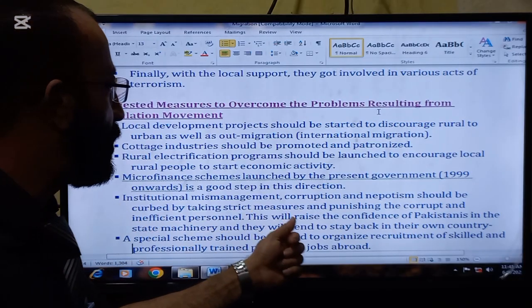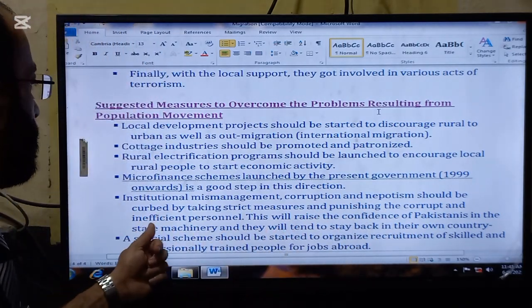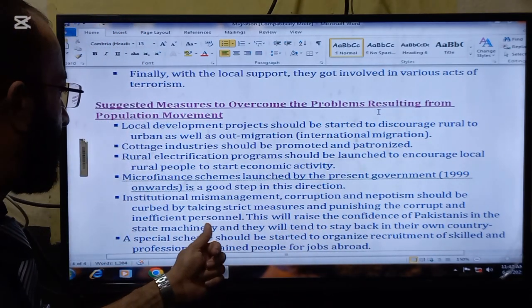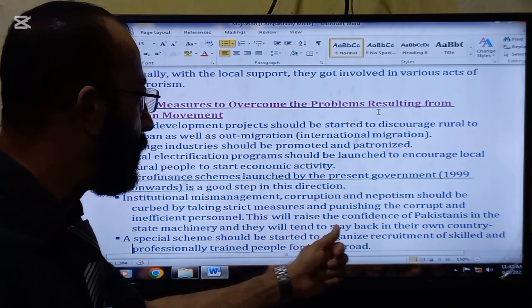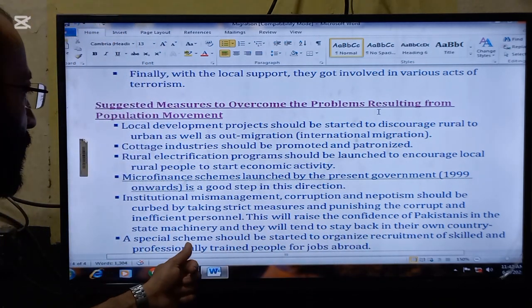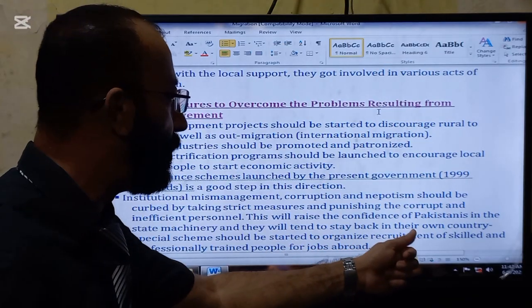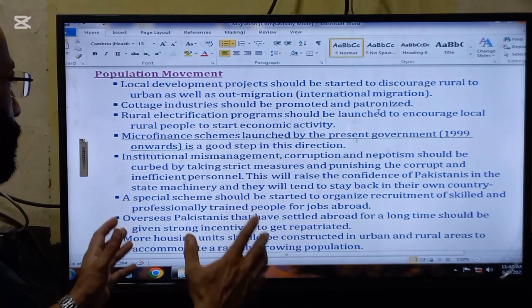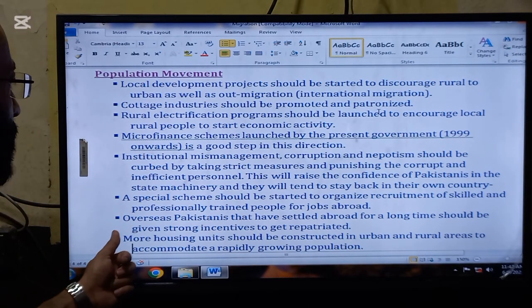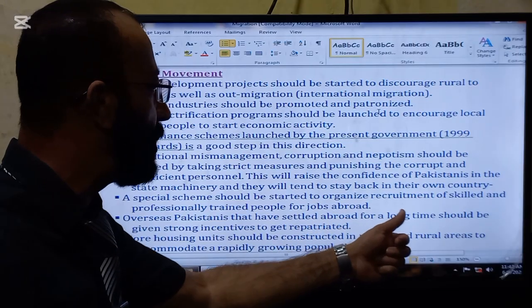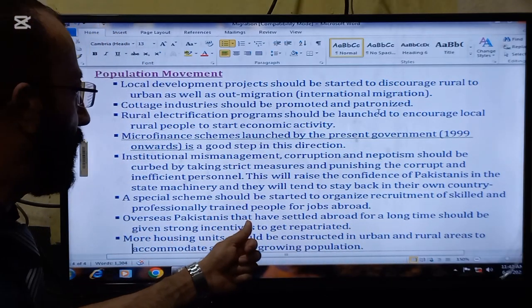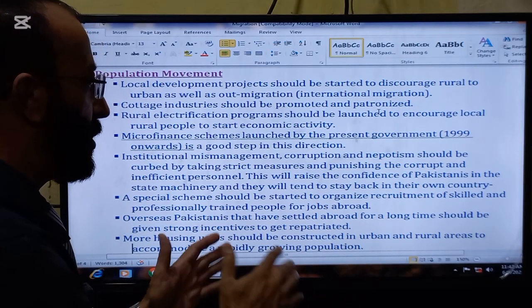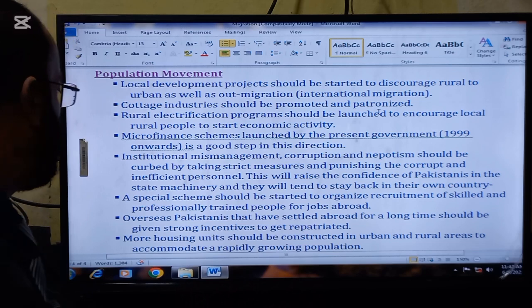Institutional mismanagement, corruption, and nepotism should be curbed by taking strict measures and punishing the corrupt and inefficient personnel. This will raise the confidence of the Pakistanis in the state machinery, and they will tend to stay back in their own country. So if law and order become good in Pakistan, this will be a solution to the problem. Next is a special scheme should be started to organize recruitment of the skilled and professionally trained people for jobs abroad. So this is the solution for the brain drain. Then skilled workers will stay in Pakistan.